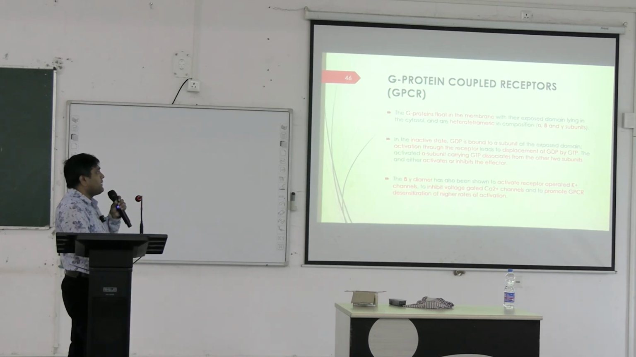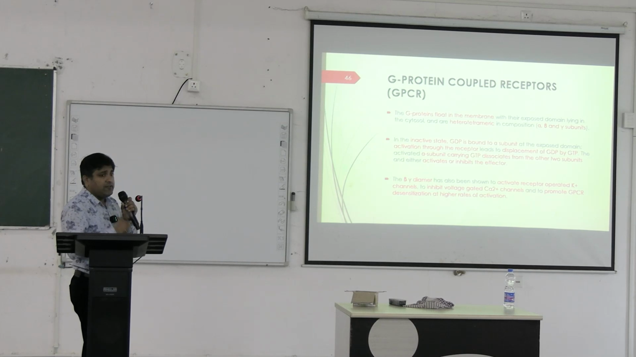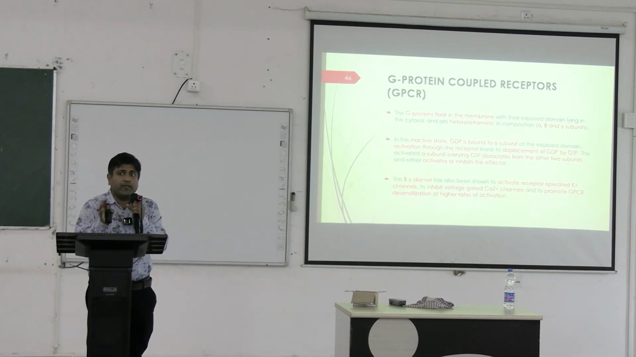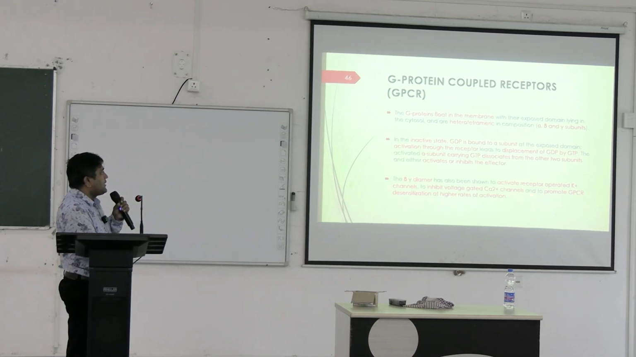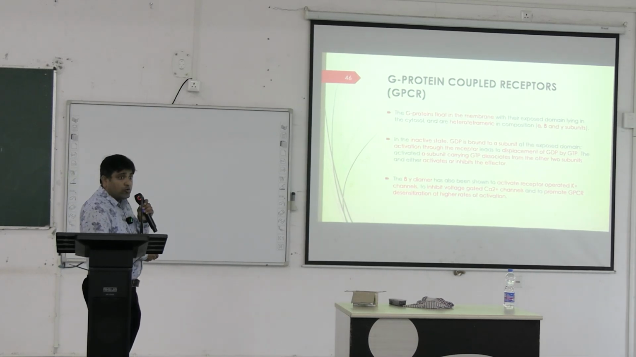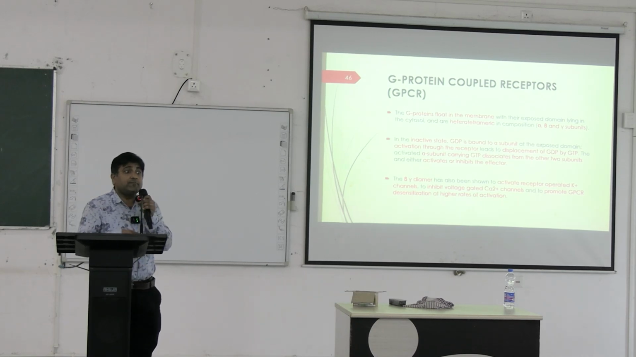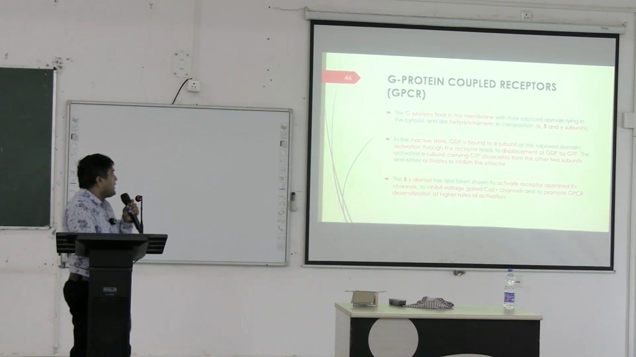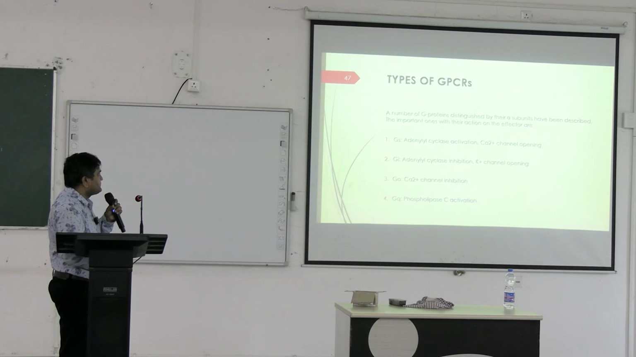The beta gamma dimer has also been shown to be active. Beta gamma dimer is not inactive, they also activate receptor operated potassium channels, they inhibit voltage gated calcium channels, and they promote G protein coupled receptor desensitization at higher rates of activation.